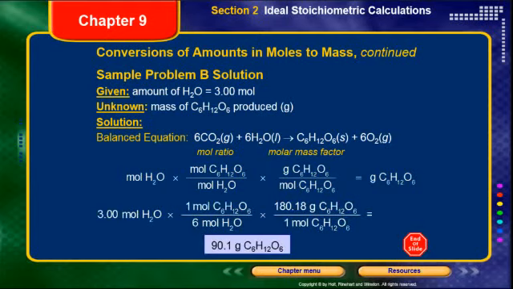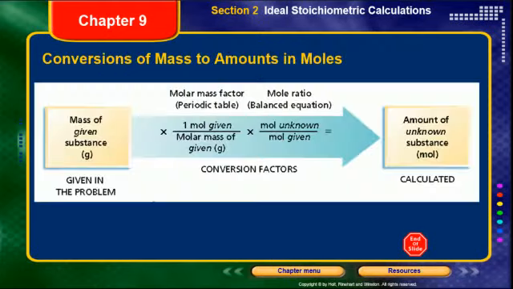So I'll plug in those numbers. The mole ratio of glucose to water is 1 to 6. The molar mass of glucose is 180.18. Crunch those numbers. Appropriate number of significant figures gives me 90.1 grams of glucose.